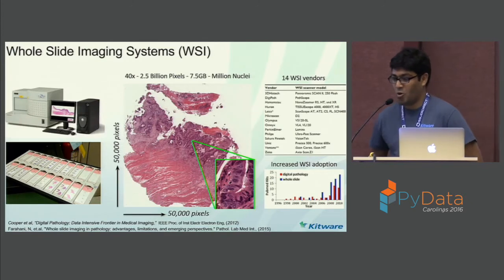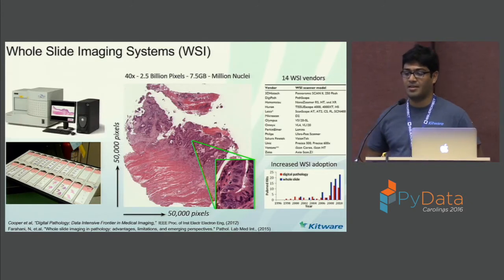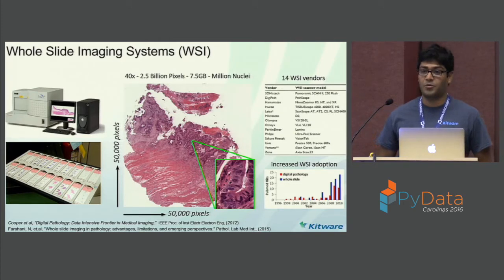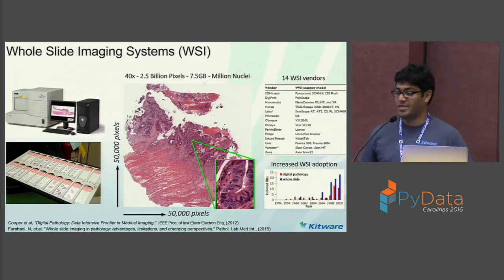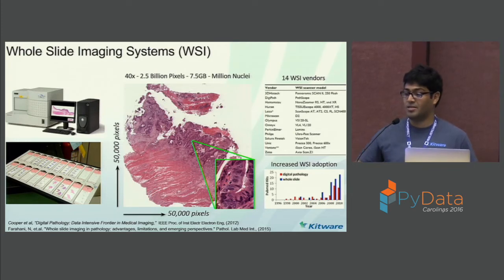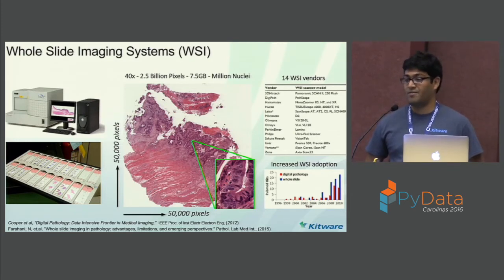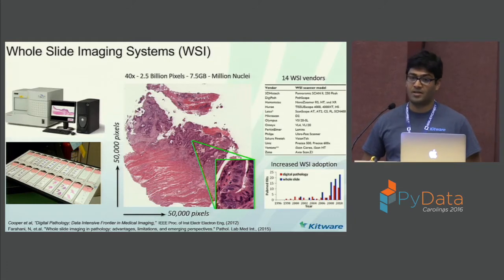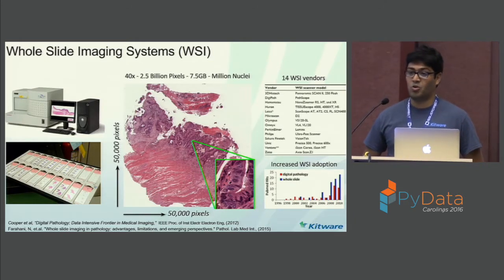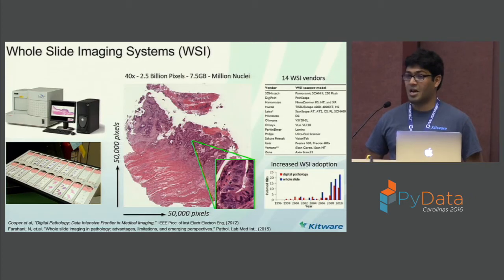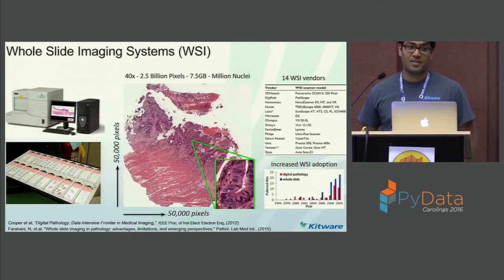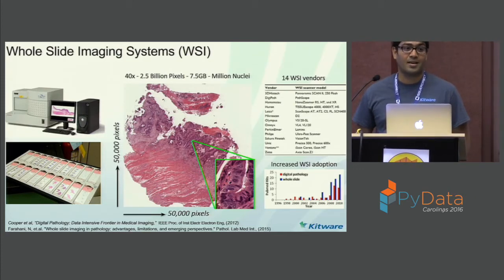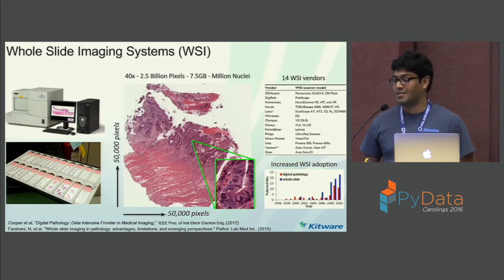So recently, whole slide imaging systems were developed. These basically scan the entire slide and produce huge 2D images. So in the center, you see an image. It's at the base resolution, at 40x magnification. It's about 50,000 pixels across and 50,000 pixels tall. That's about 2.5 billion pixels. In uncompressed format, it's about 7.5 gigabytes of data, and each of these images typically contains about 1 million nuclei that you want to analyze, right?